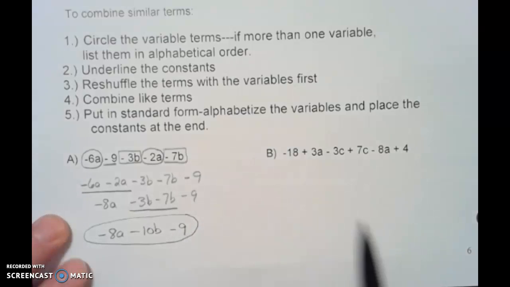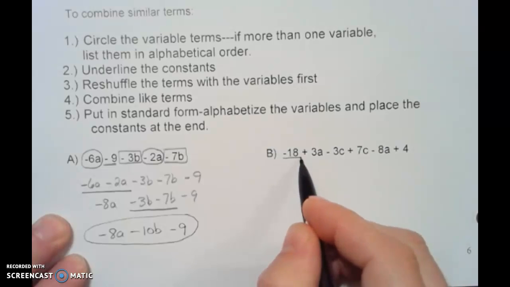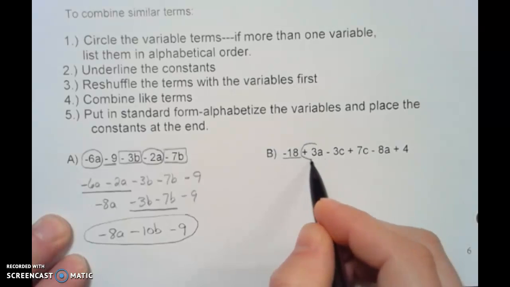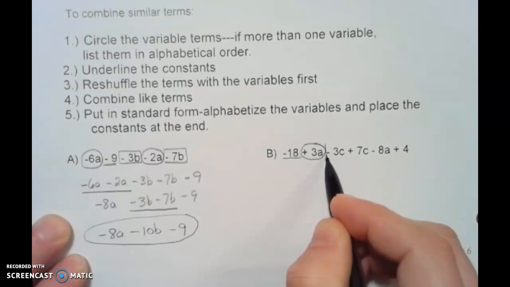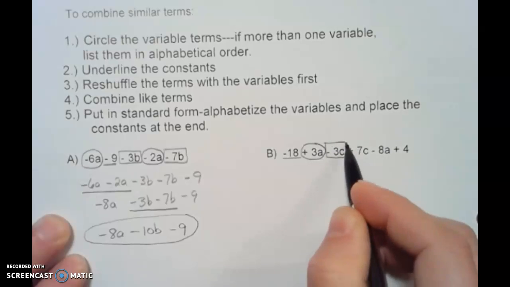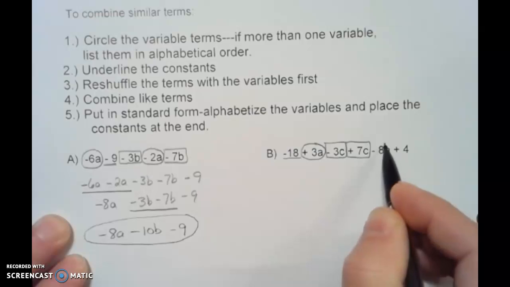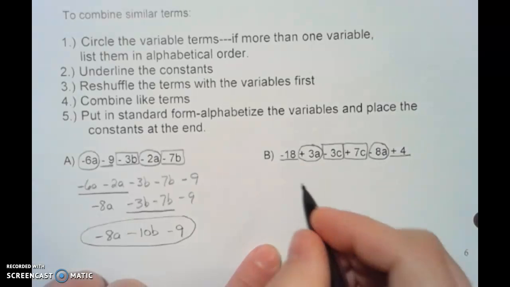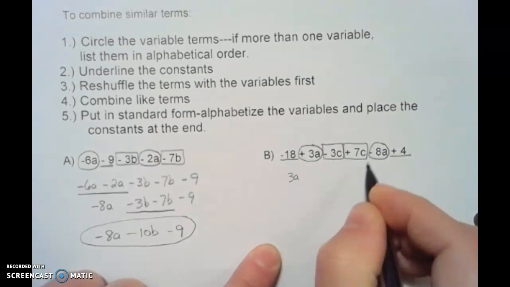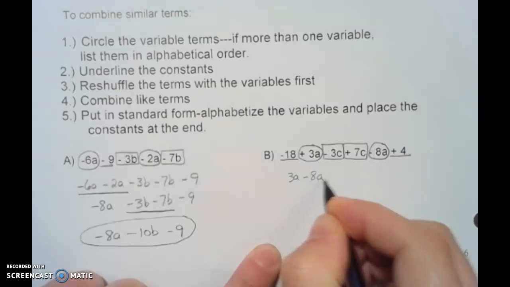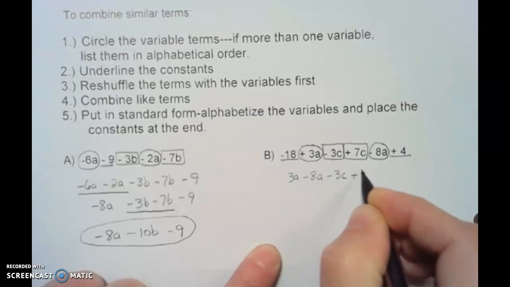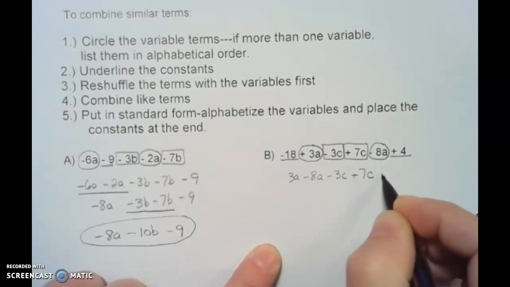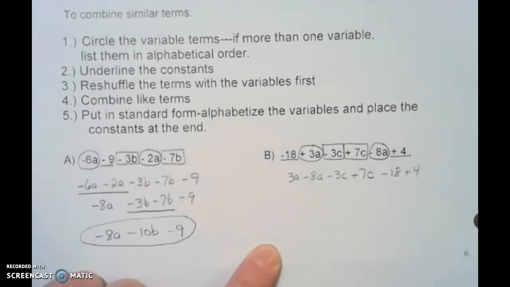Look at letter B. I'm going to underline the constant, negative 18. I'm going to circle positive 3a. I'll put a box around negative 3c, a box around positive 7c, a circle around negative 8a, and underline positive 4. Rewrite them alphabetically: 3a minus 8a minus 3c plus 7c minus 18 plus 4.